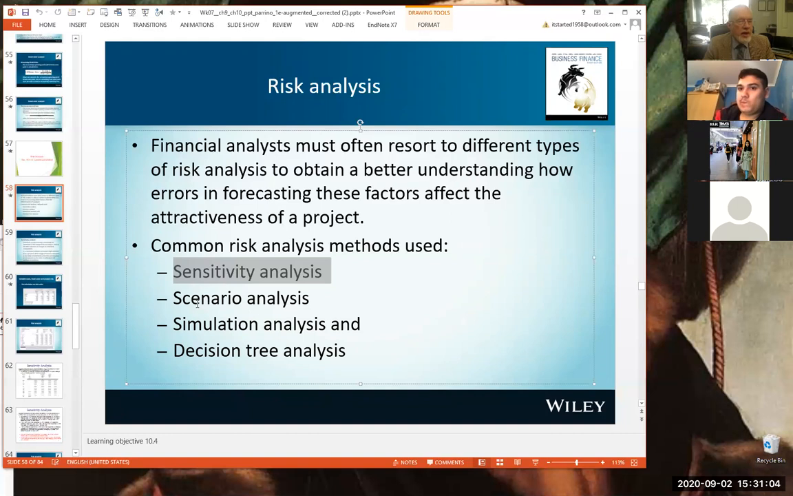For instance, if I own an investment property, an investment bit of real estate, it'll probably be likely that the attractiveness, the NPV of that investment, will be very sensitive to the level of rent. Rent goes up, the attractiveness of the investment goes up. Rent goes down, the attractiveness of the investment goes down. So it's going to be very sensitive to that.